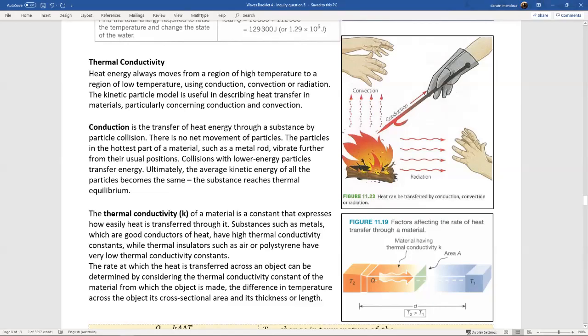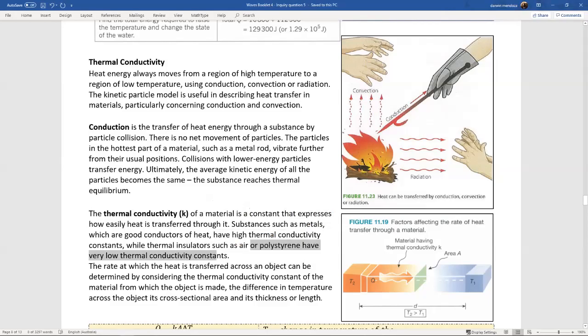But that's not the case because some of the heat is dissipated into the environment. So that's what this calculation is. So the thermal conductivity of an object is a constant that expresses how easily heat is transferred through it, right? So if you had something like metals, they tend to be good conductors of heat, so they'll have a high thermal conductivity. But if you had something like air or some kind of organic material, like some kind of fiber, they tend to have a low thermal conductivity constant.